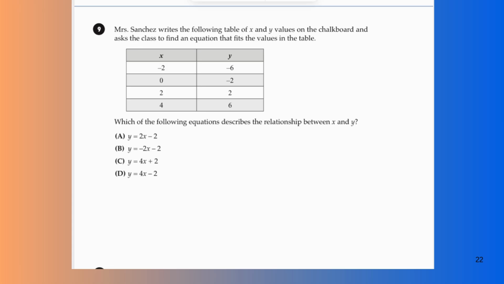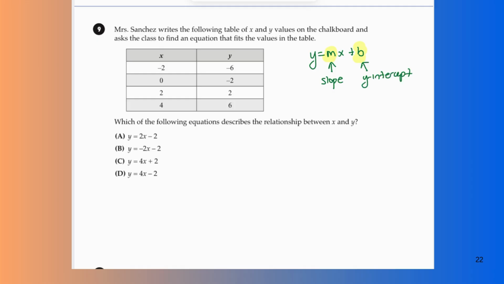Which of the following equations describes the relationship between X and Y? When you look at the choices you have, hopefully you realize they're all in y equals mx plus b form. So this is telling us that it is a linear equation that's coming from this table. To write a linear equation in y equals mx plus b, I'm going to need to find out what the m is and what the b is. The m is my slope or my rate of change, and the b is my y-intercept.